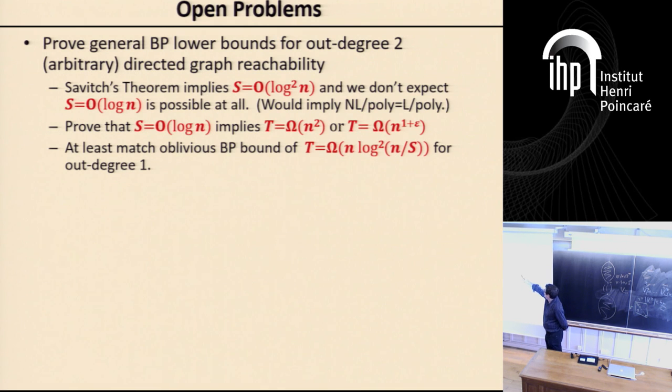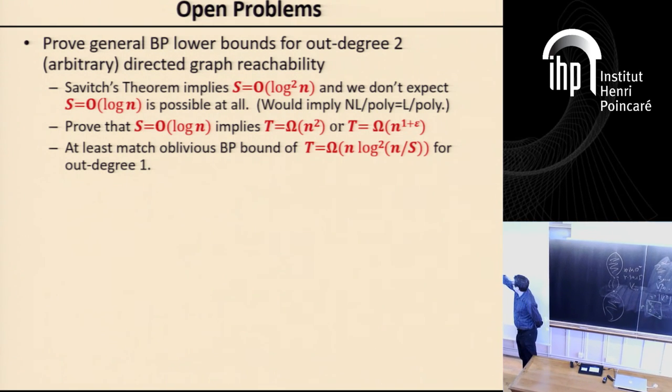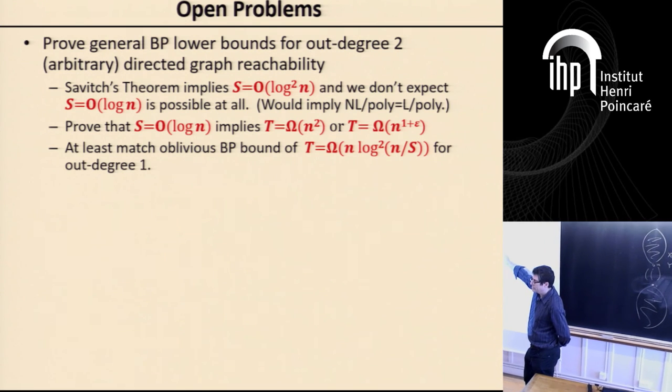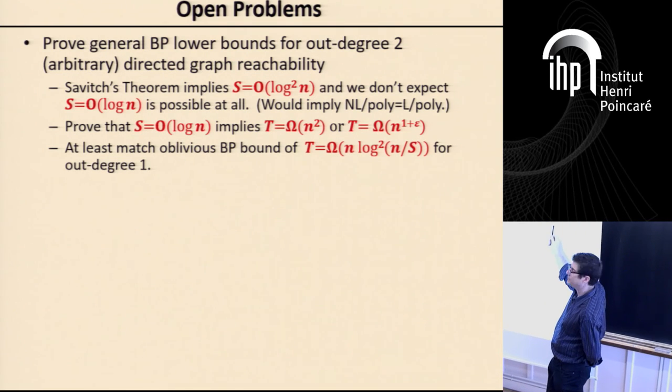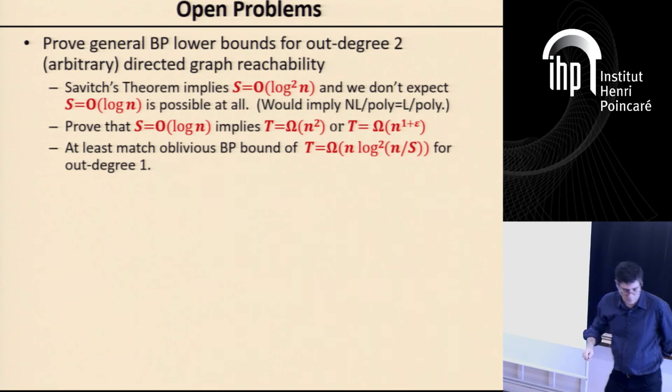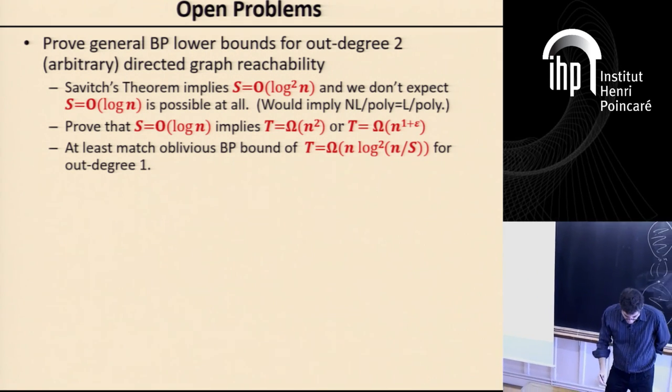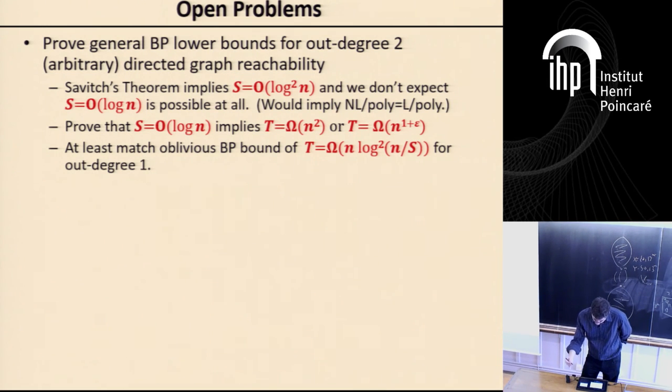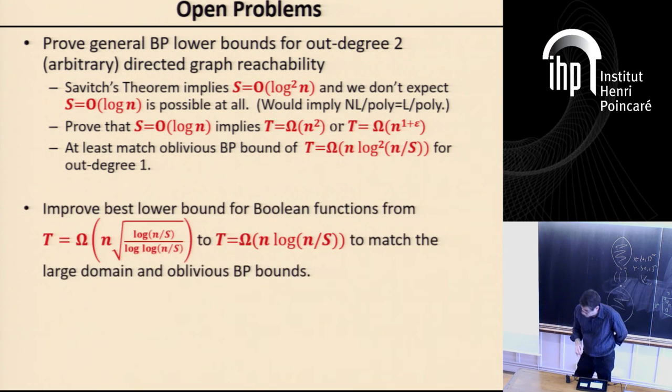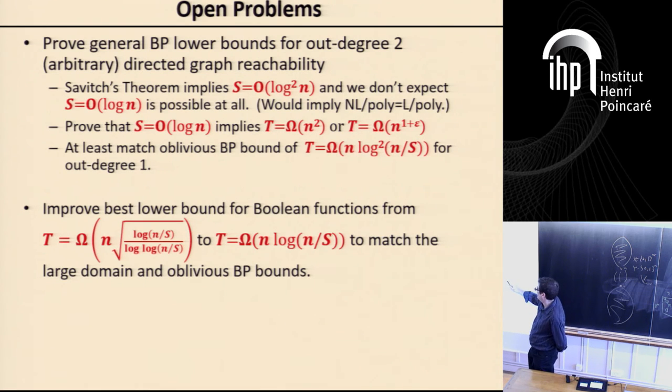And even if we can't prove that, prove that if the space is log n, that you need at least n squared time, or n to the 1 plus epsilon time. Or even at least match this kind of a lower bound for out-degree 2 reachability. So that's one bound. Improve the best lower bound for Boolean functions from this, which we can prove for Boolean functions, to this, which we can prove for non-Boolean functions.